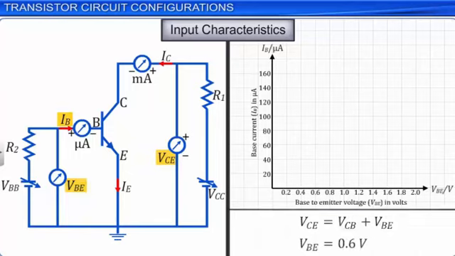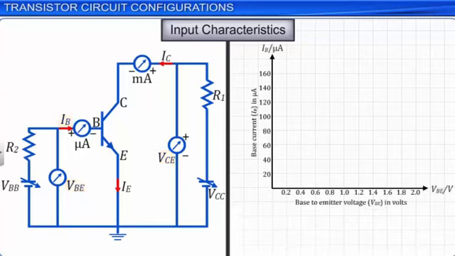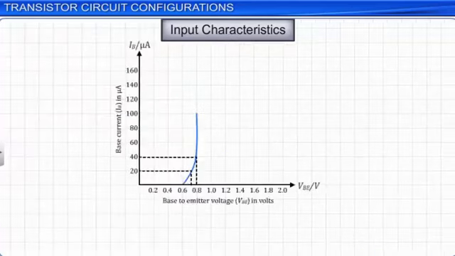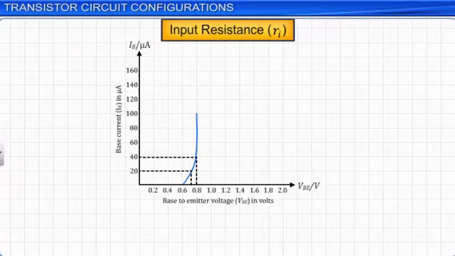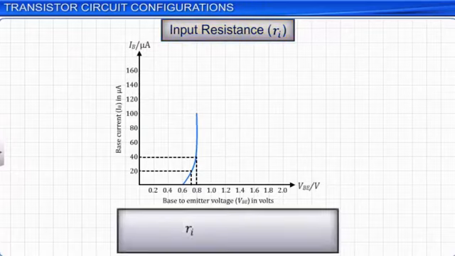The input characteristics can be used to calculate the input resistance. The input resistance, Ri, is defined as the ratio of the change in the base emitter voltage, delta VBE, to the resulting change in the base current, delta IB, at a constant collector emitter voltage, VCE. The input resistance is referred to as a dynamic resistance and is of the order of a few hundred ohms to a few thousand ohms.